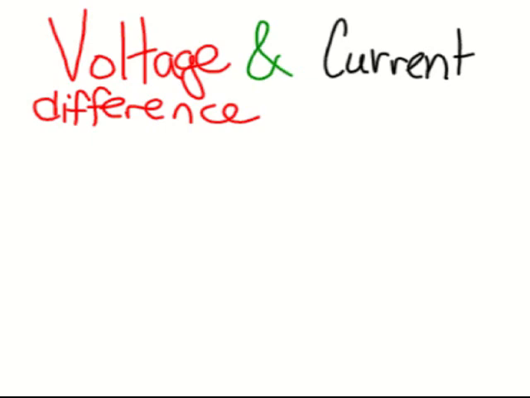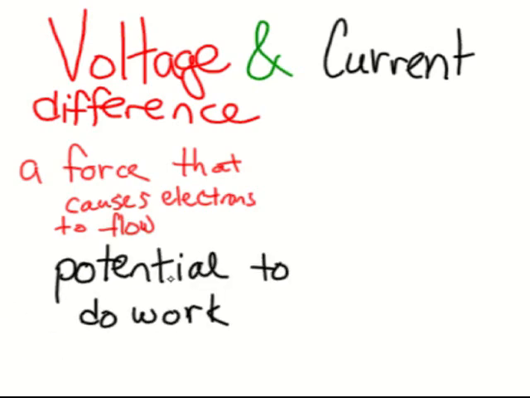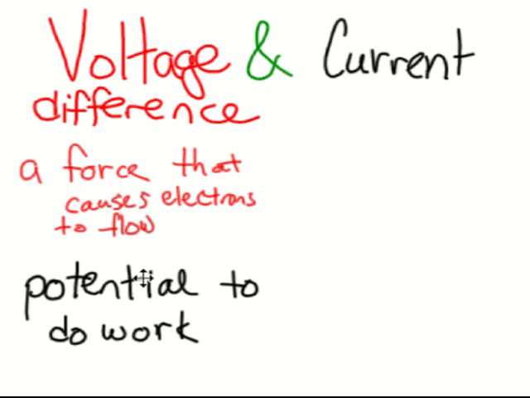This video reviews voltage and current. Our textbook refers to voltage as voltage difference, which is a force that causes electrons to flow. And if we think back to the previous unit on energy, voltage difference is the potential to do work, as in potential energy.